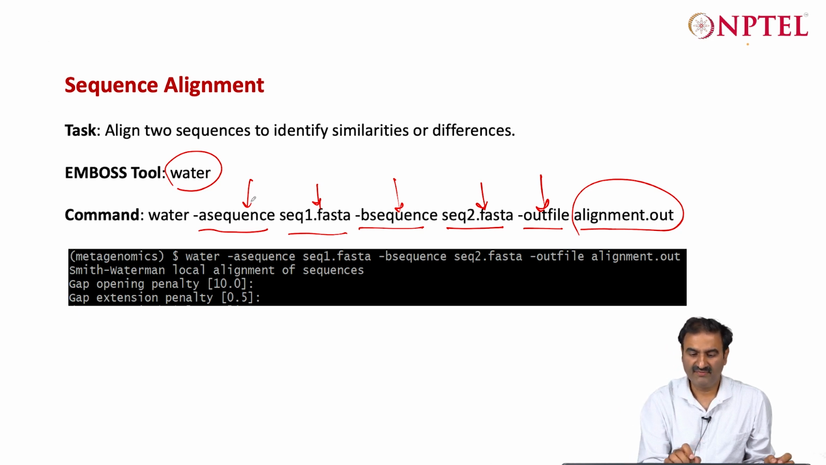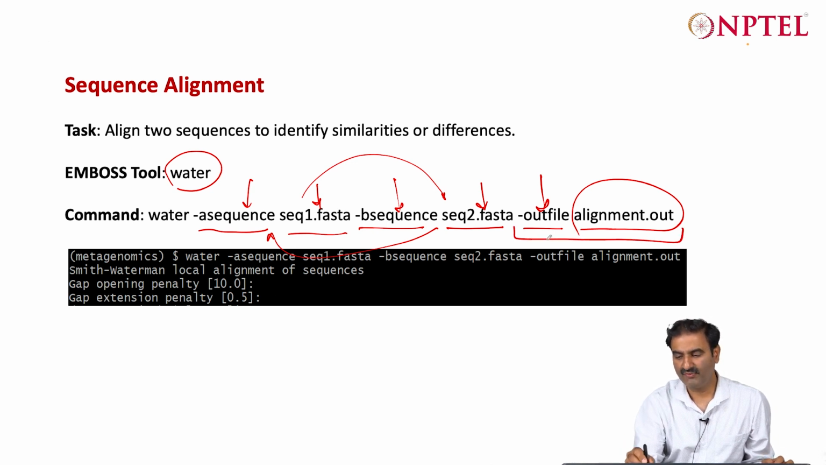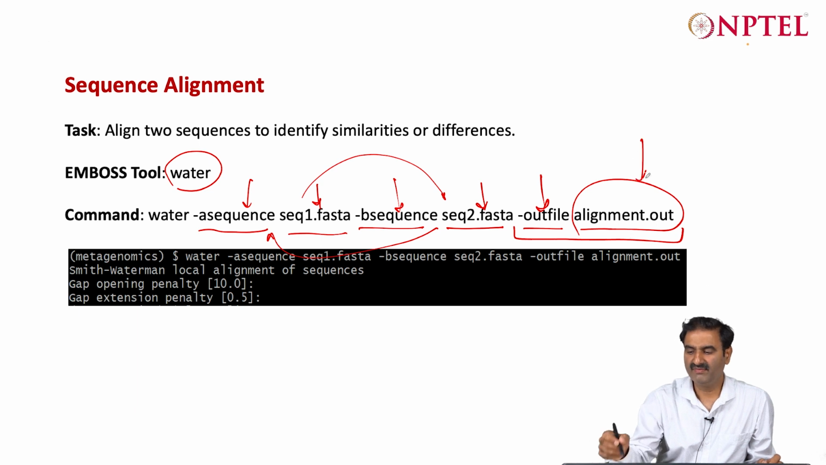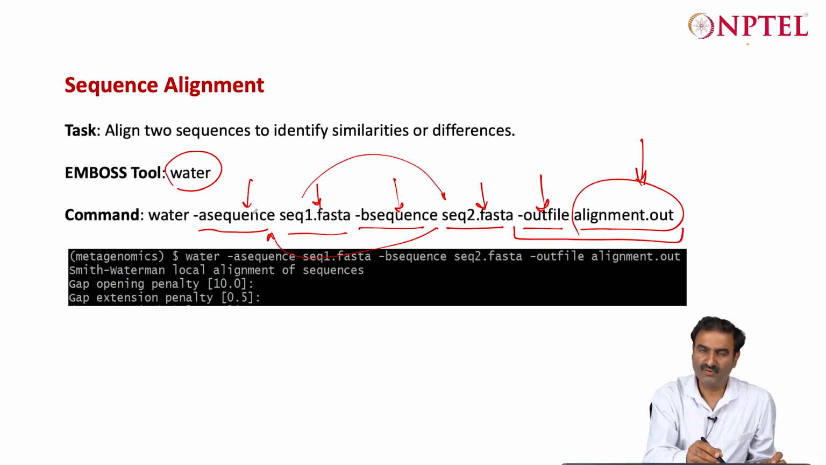For example, if I do -b sequence 2 dot FASTA here, or I can move it to this place, or even define the out file first, as long as I am writing out file is this, wherever it is placed in the command, it will always be the out file which is named this. So the order will not matter there, because you are already defining a qualifier or the tag for that particular file. So water A sequence, B sequence, out file, and this.